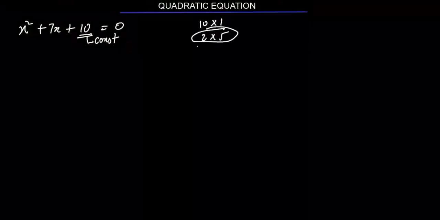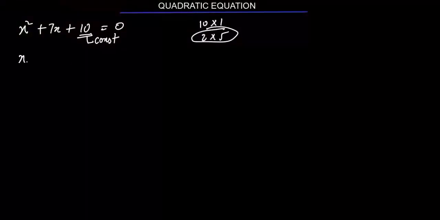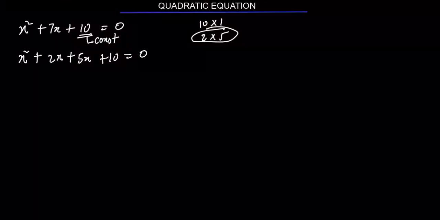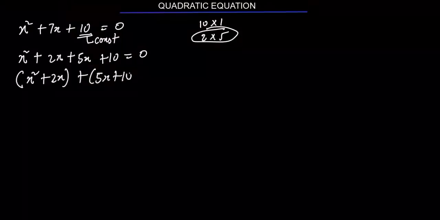So when you get these two, you're going to say x squared plus, you see this 2, you write 2x plus, you see this 5, you write 5x. Then you write 10 equal to 0. The process is that you will use these two values, 2 and 5, to replace this 7. So 2x plus 5x will give me back 7x, then plus 10 equals 0. Then from here, I will do grouping. x squared plus 2x plus 5x plus 10 equal to 0.